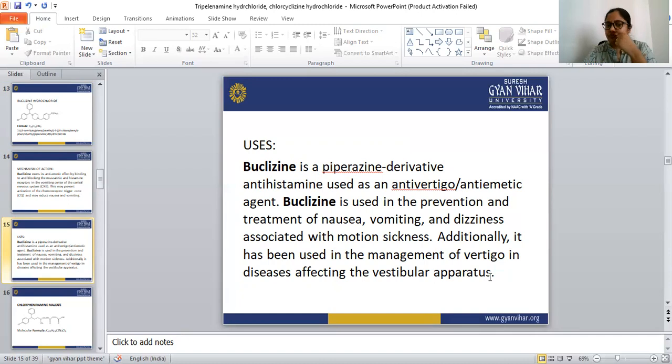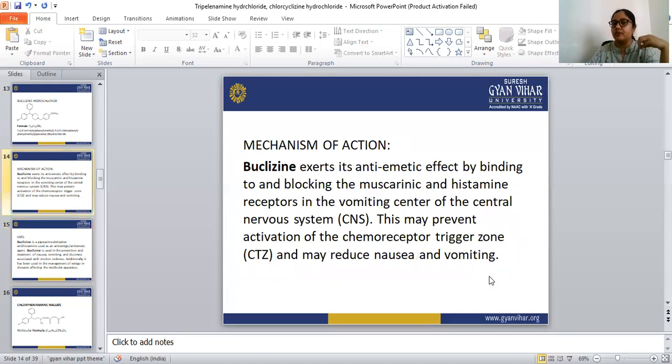Okay, so these are the uses of the buclizine. Let's see once again the mechanism of action of the buclizine. Buclizine acts as an anti-emetic drug that binds and blocks the muscarinic and histaminic receptors that are present in the vomiting center of the CNS. That blocking prevents the activation of the chemoreceptor trigger zone, that is CTZ, and that reduces the vomiting and the nausea. So this is the mechanism of action and the uses of the buclizine hydrochloride.